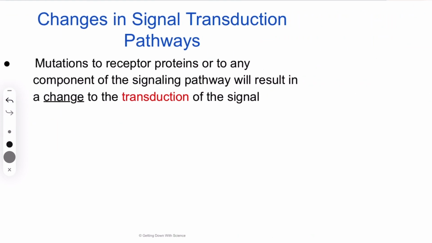So sometimes you can have mutations in these receptor proteins, and what's going to happen is it's going to change the transduction of the signal. Because if I cannot bind to my receptor protein, then I might not be able to turn the signal on at all.